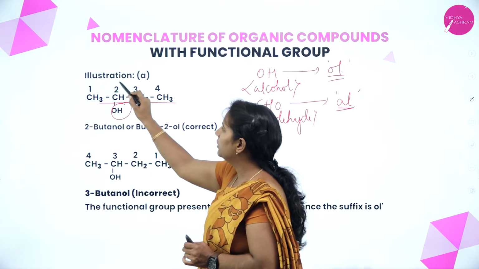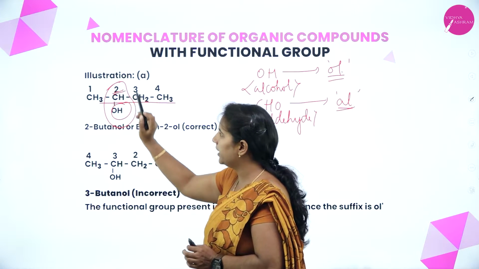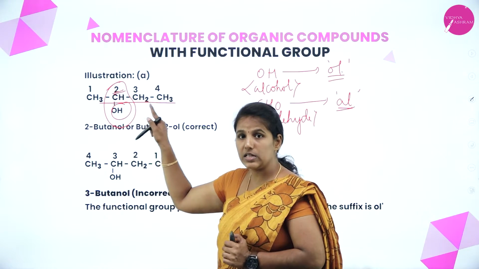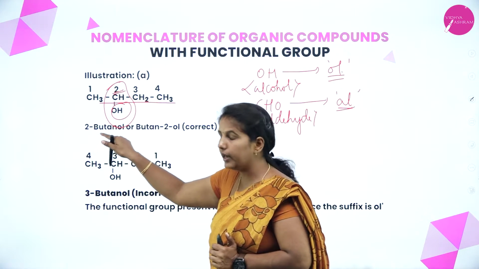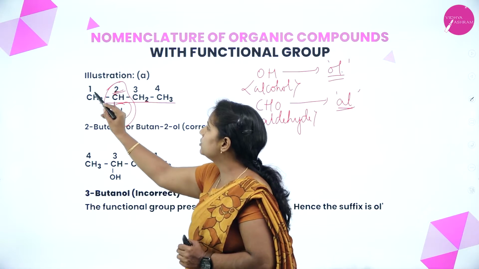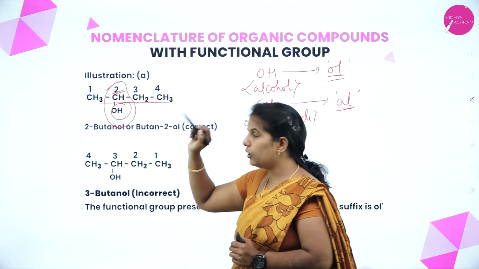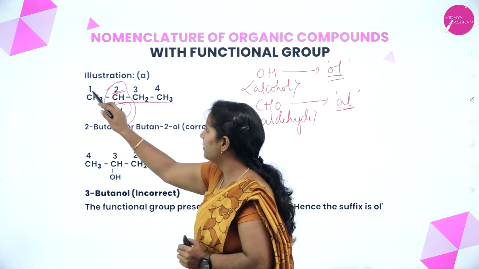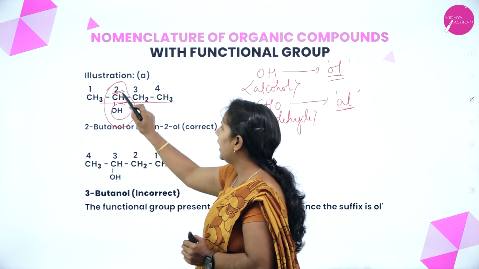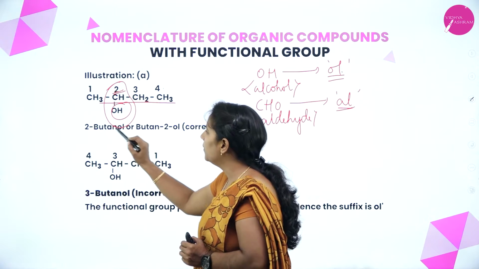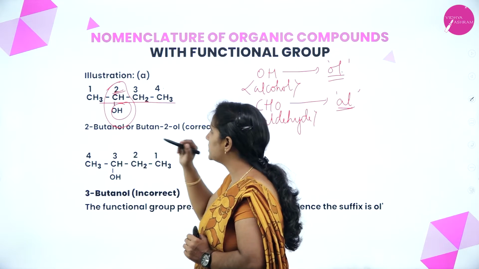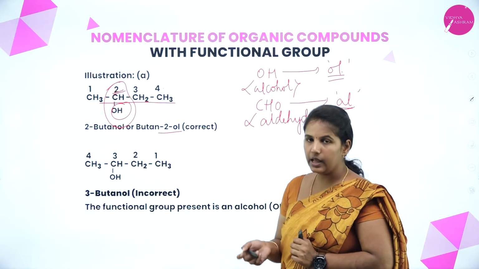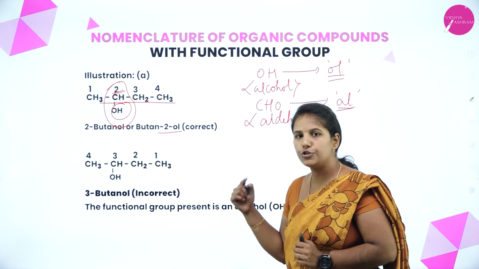As I told you, the functional group containing carbon should get the first preference and it should get the least number. Correct? That is why I should go with the left to right numbering, not from right to left. Clear? So that is why I have numbered it as 1, 2, 3, 4 and this is named 2-butanol, or you can say butan-2-ol. You can say butan-2-ol or 2-butanol.